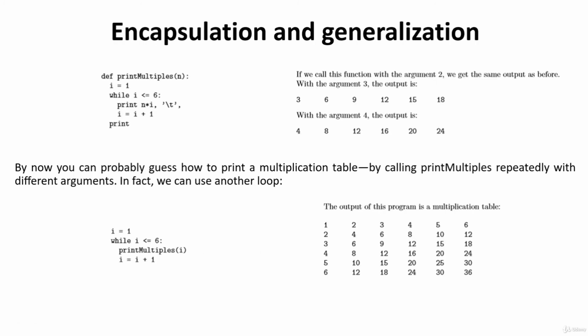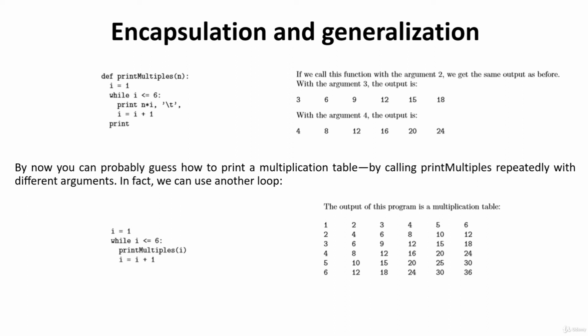And now we will discuss encapsulation and generalization. Encapsulation is the process of wrapping a piece of code in a function, allowing you to take advantage of all the things functions are good for. You have seen two examples of encapsulation in my previous lectures. Generalization means taking something specific, such as printing the multiples of 2, and making it more general, such as printing the multiples of any integer.